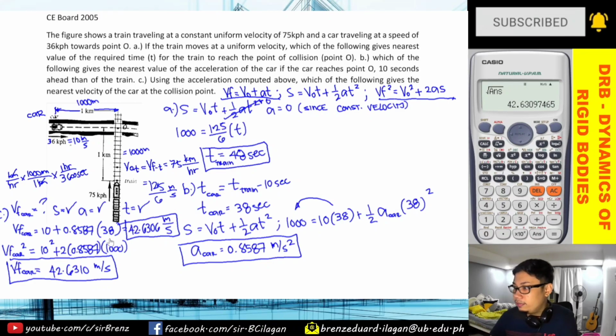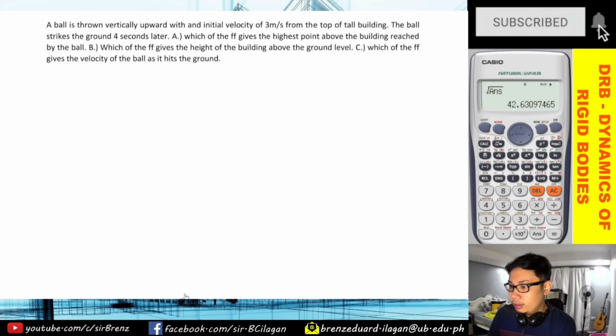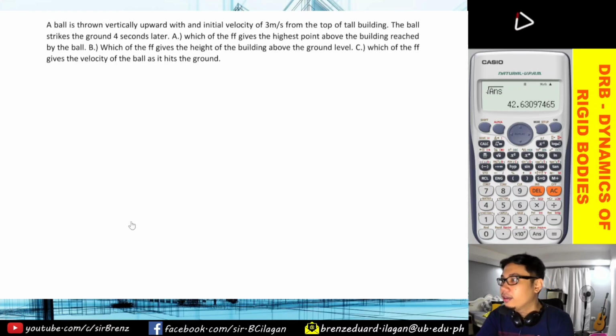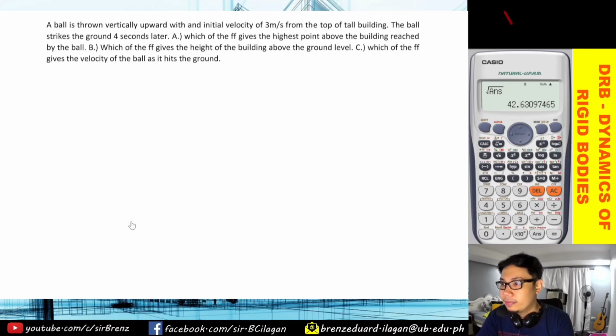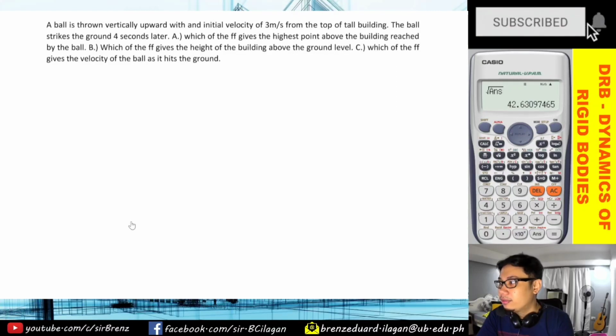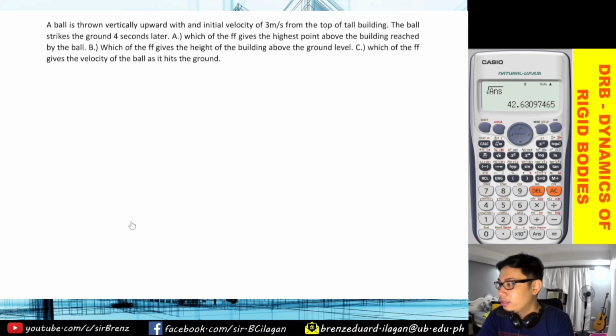Okay guys, so let's proceed with the next problem. Problem number 2. A ball is thrown vertically upward with an initial velocity of 3 meter per second from the top of a tall building. The ball strikes the ground 4 seconds later. Which of the following gives the highest point above the building reached by the ball? Letter B, which of the following gives the height of the building above the ground level? And for letter C, which of the following gives the velocity of the ball as it hits the ground?